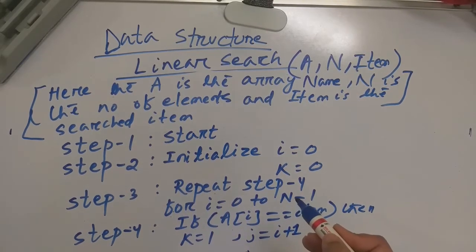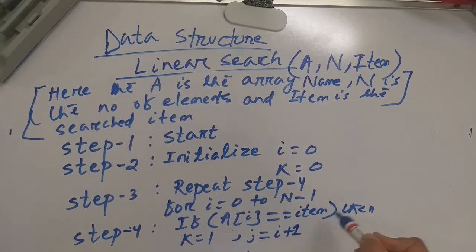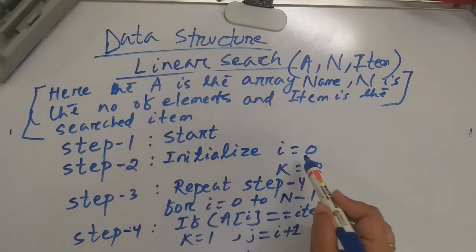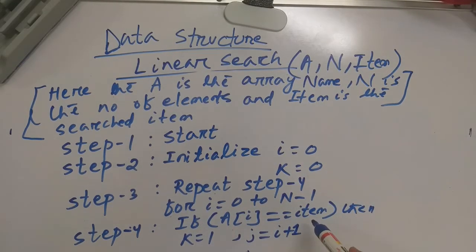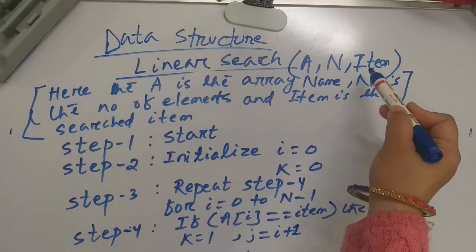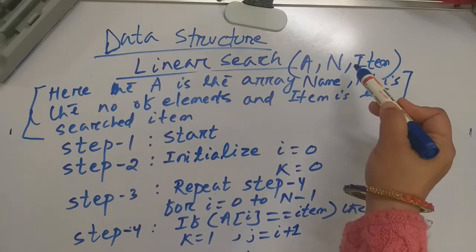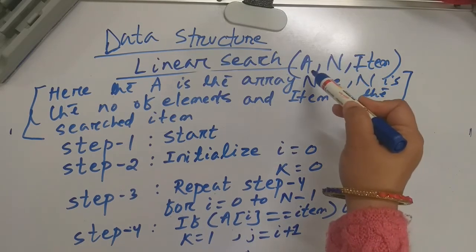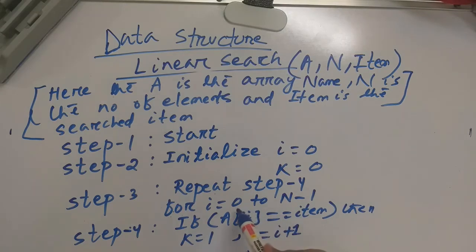Okay. So here, ai is equal to item. That means we search whether that particular ai, starting from 0, is equal to the item. The item is given, which is the item we want to search. N is the number of elements in the list and A is the array name. So we are starting our searching from 0 to n minus 1.